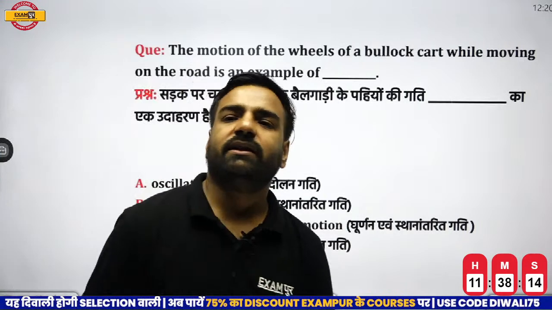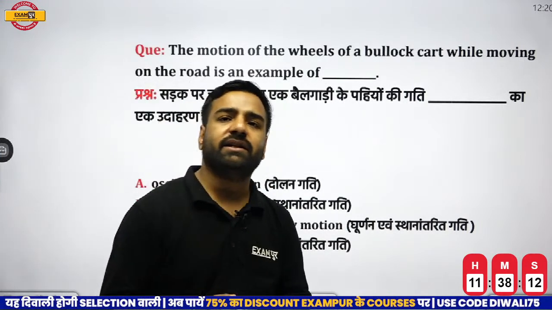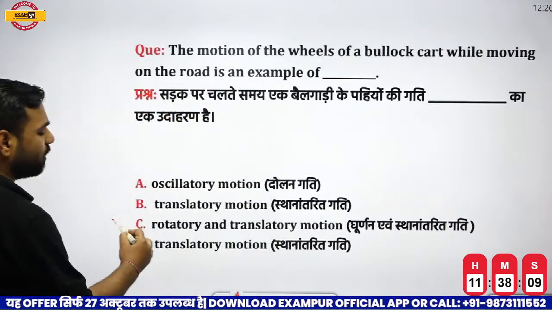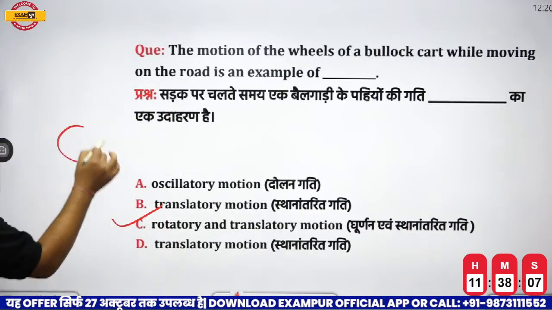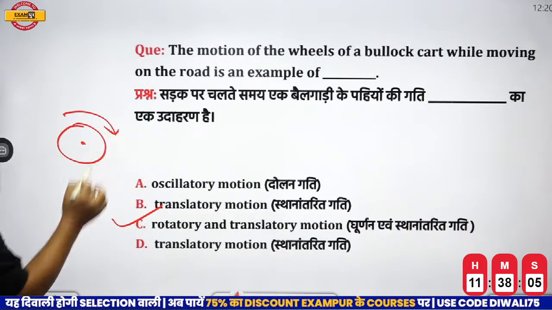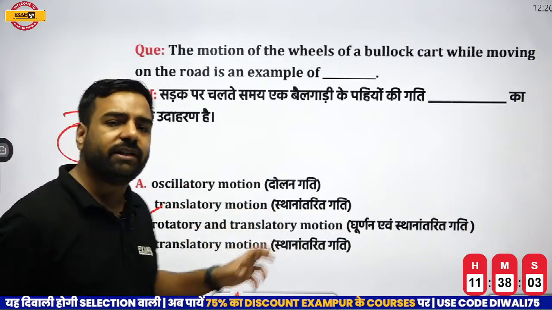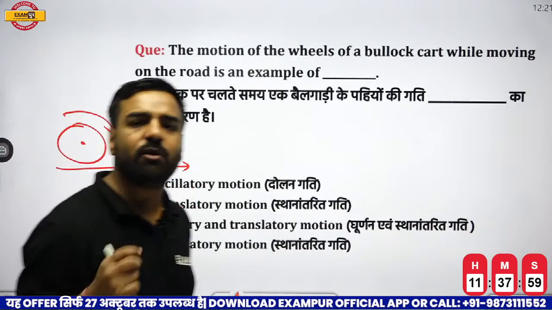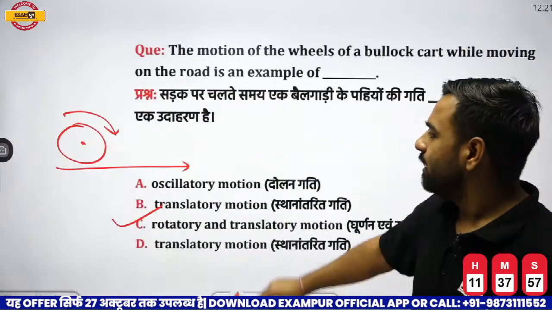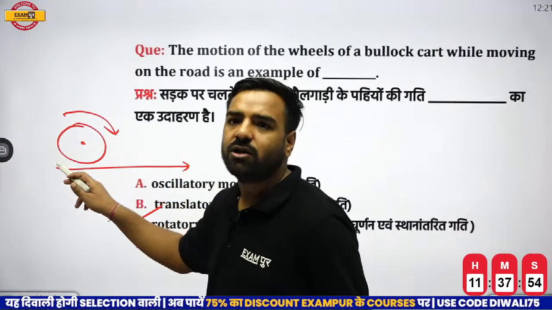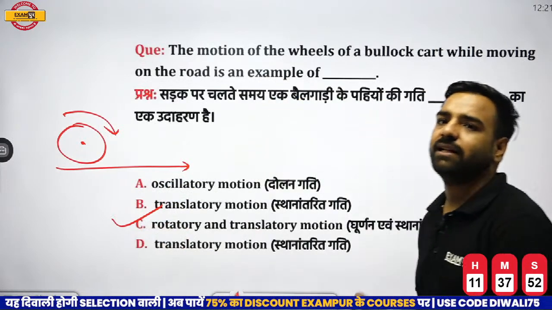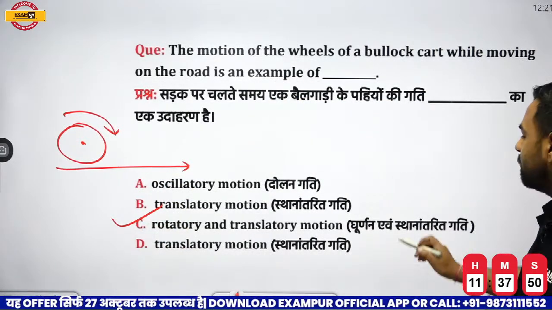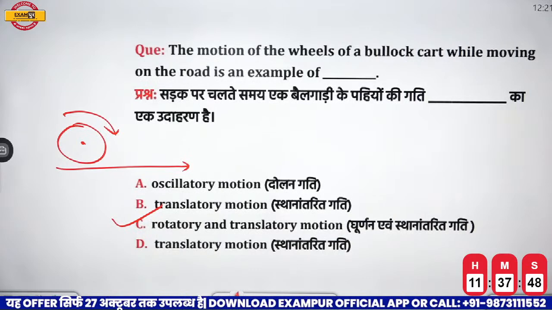Okay, so we have Jagdishan's answer, and that is rotatory and translatory. That's absolutely correct. When I talk about this rotation, we are talking about this part. That is, it is rotating, right? And when we talk about translatory, it means it is moving in the straightforward direction. When we are talking about the bullock cart, it is moving and also rotating, and hence we will be having C as the correct answer. So Jagdishan and Vikramaditya, both of you are correct, and option number C is the correct answer.